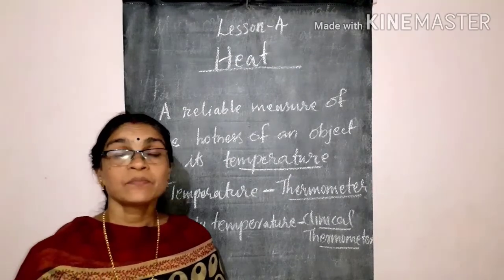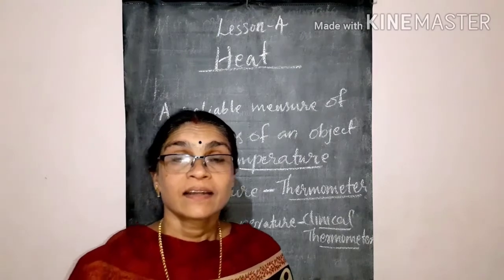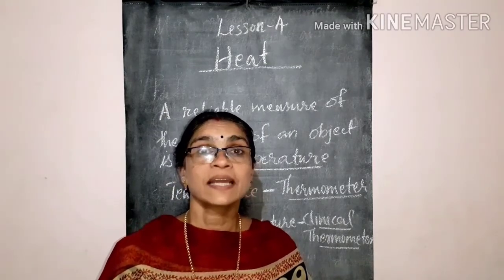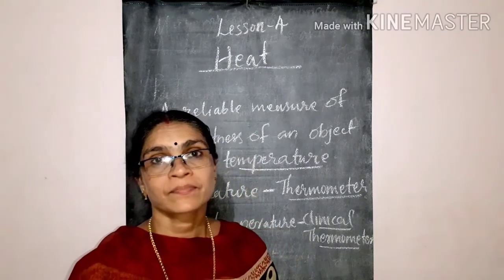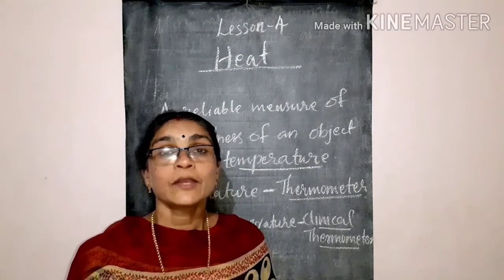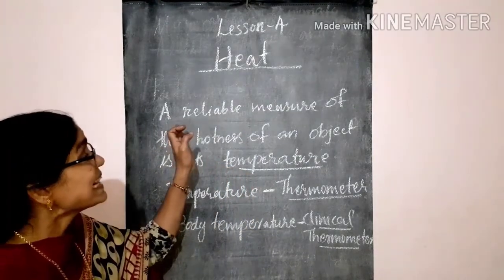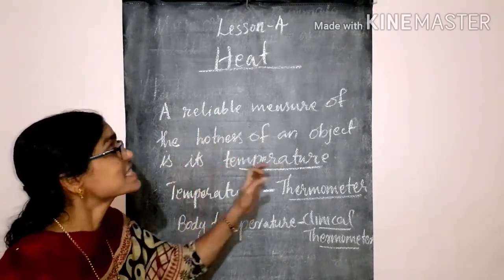Most of the time we use the sense of touch, and we say the object is cold or hot. But sometimes the sense of touch deceives us. We cannot say correctly. For that, a reliable measure of the hotness of an object is its temperature.